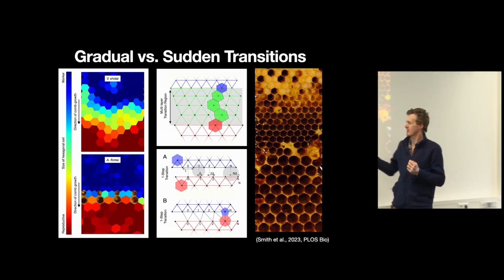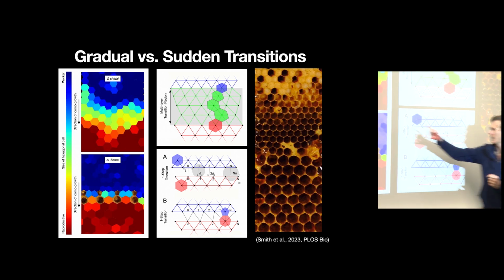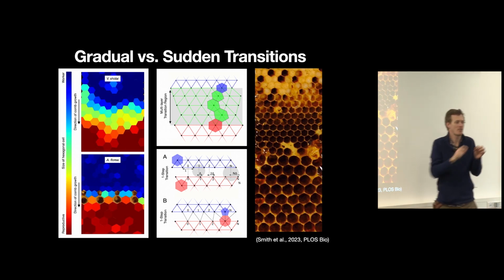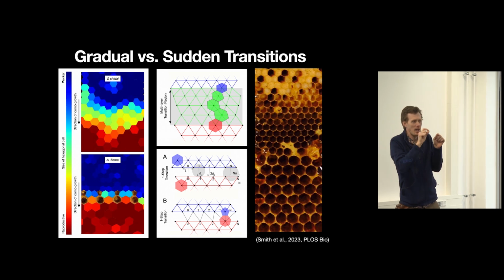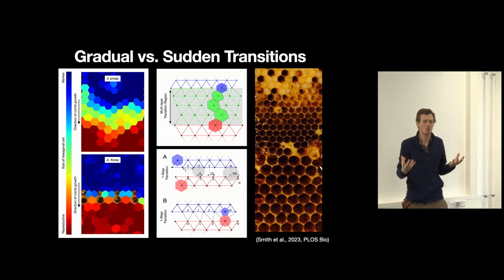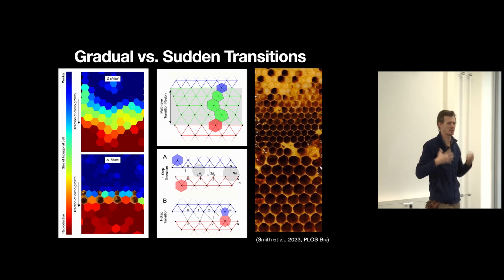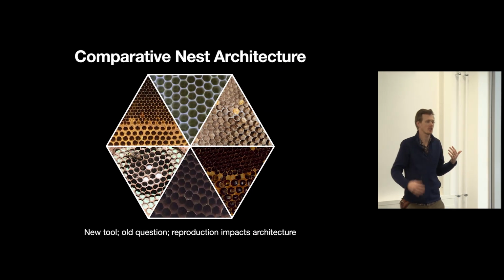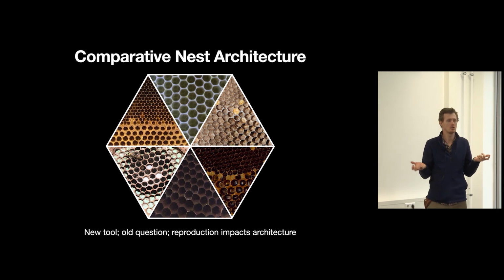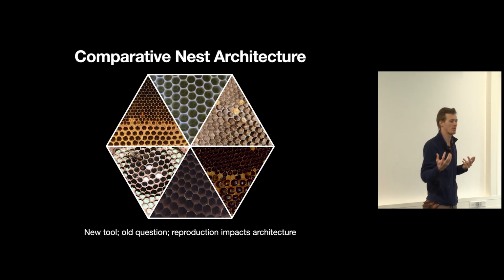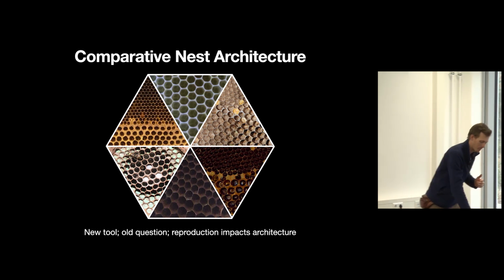Another way to think of this is for something like Apis florea, where you have very, very small worker cells and very, very large cells. If you were to go slowly over every single slight addition, you would end up with a very large area of intermediate cells that they have already told us are not usable, because that doesn't fit with their natural history. So this is the idea of comparative nest architecture, and that we can use these new tools to investigate old questions and see how reproduction impacts their architecture.